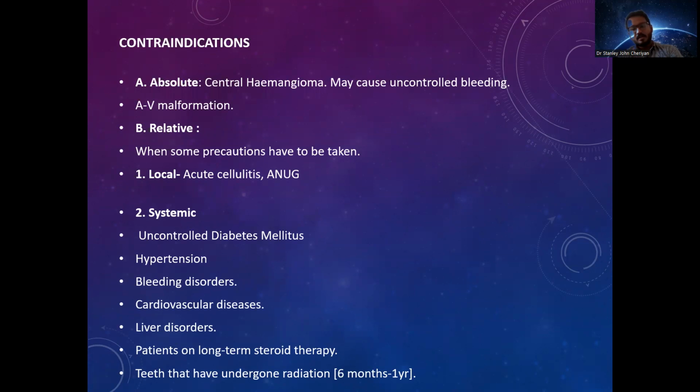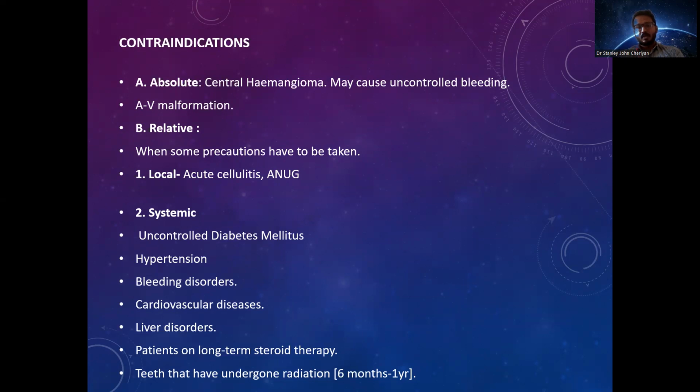Now, contraindications. There can be absolute contraindications and relative contraindications. With relative contraindications, you just need to be careful while extracting the tooth from the patient. Absolute contraindications include central hemangioma and nevus malformation. These can cause severe bleeding, so these cases should be identified and avoided.